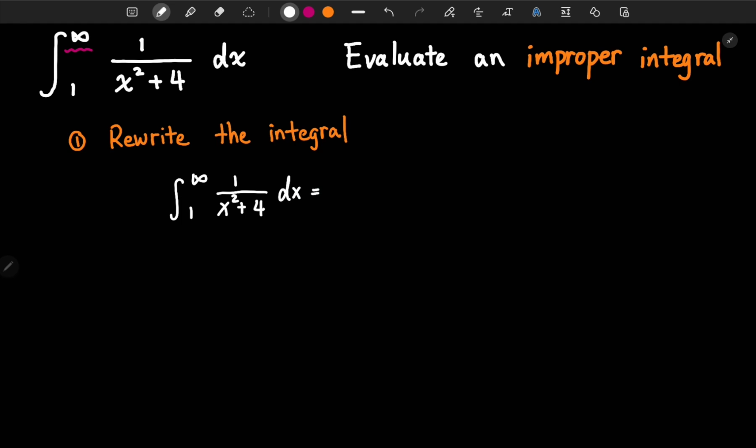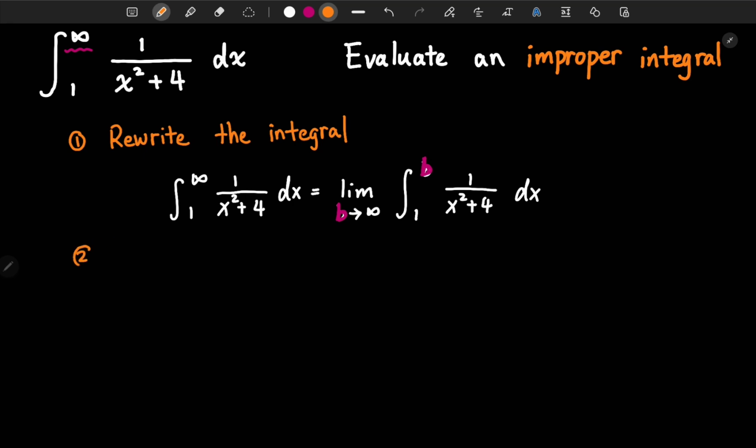Because infinity is not a defined value. It means you are approaching a really, really large number. So here, we're using another variable b to help us make the definition more clear. So as b goes to infinity, our boundary becomes from 1 to b, and our function stays the same. Okay, so now we have a standard definite integral.